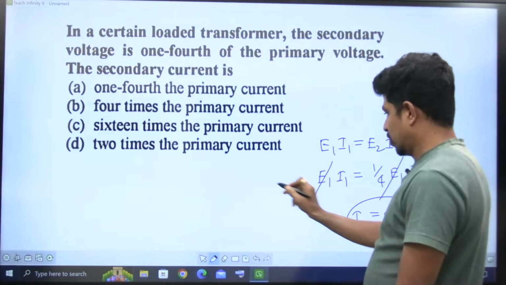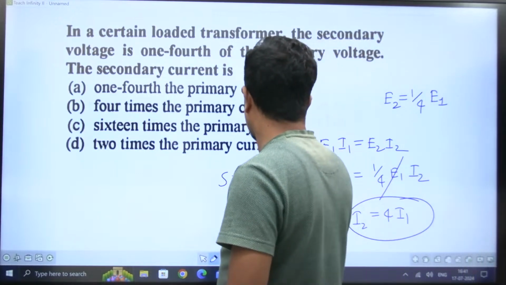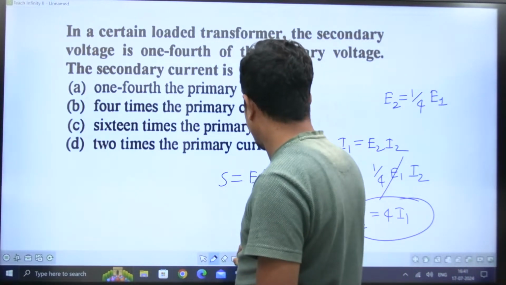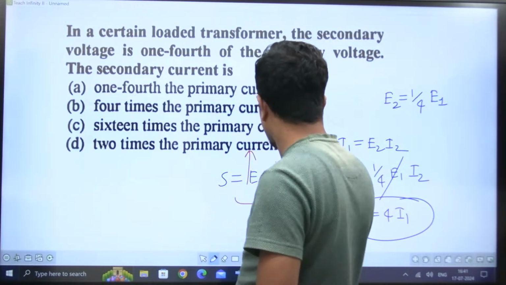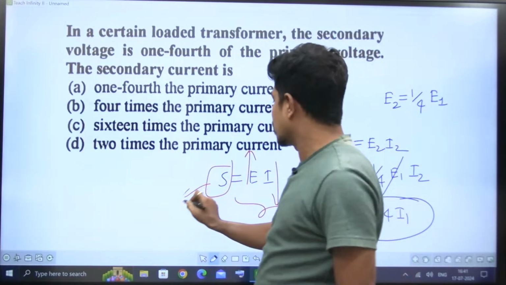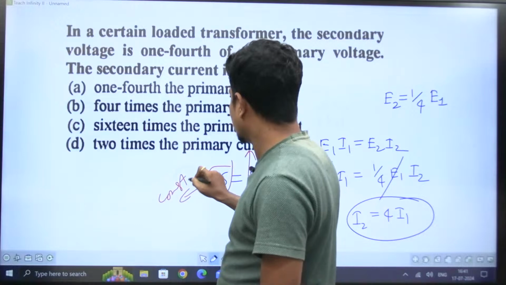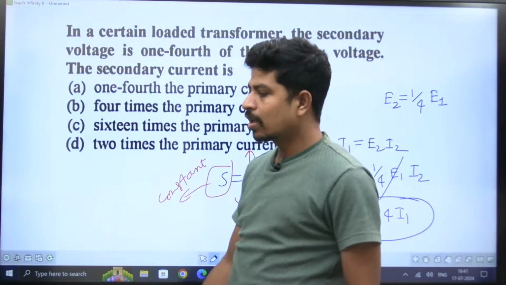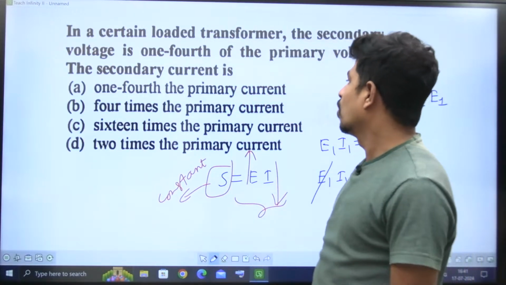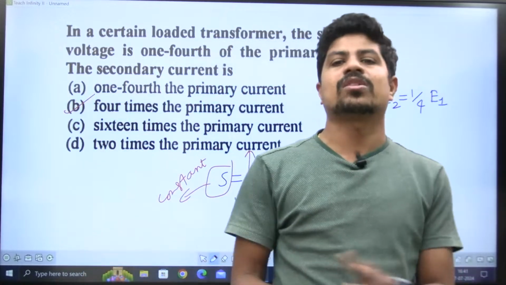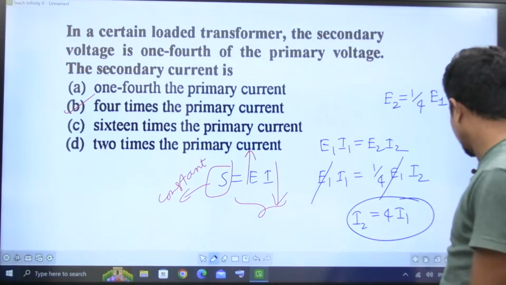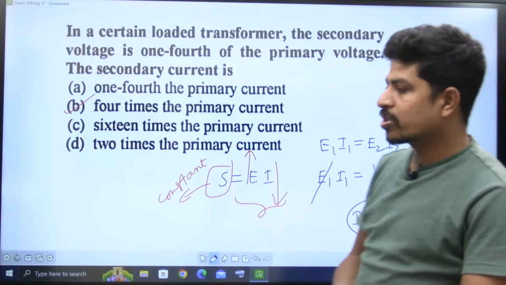You know, it is a constant kVA or power device. You tell me, if voltage increases, current has to decrease. Therefore, this product should remain constant. Clear? So 4 times the primary current. These are dead easy questions. All are easy questions only.